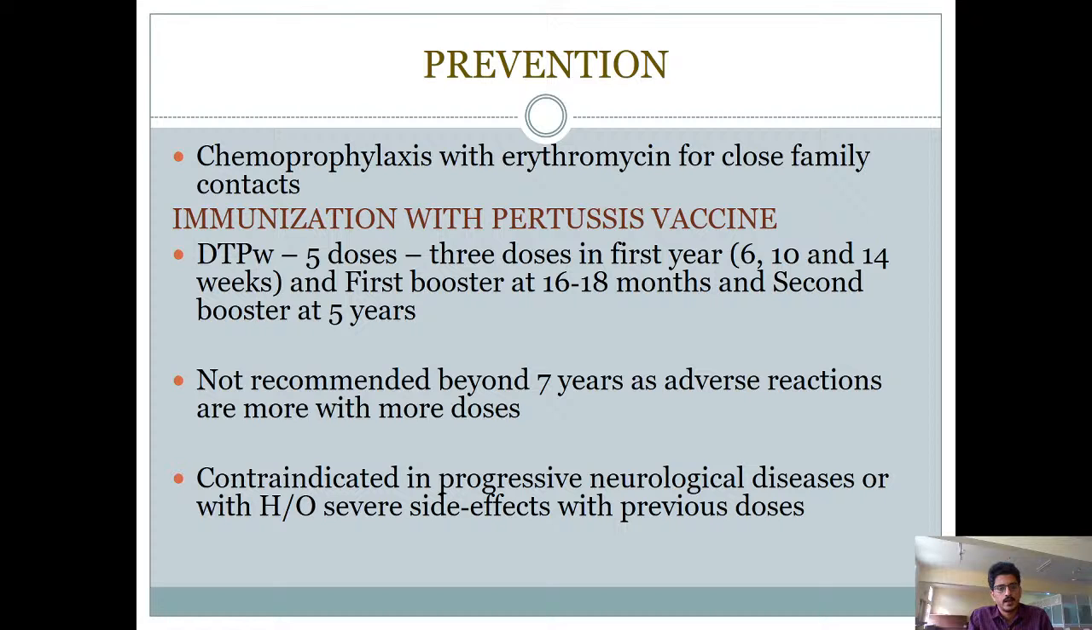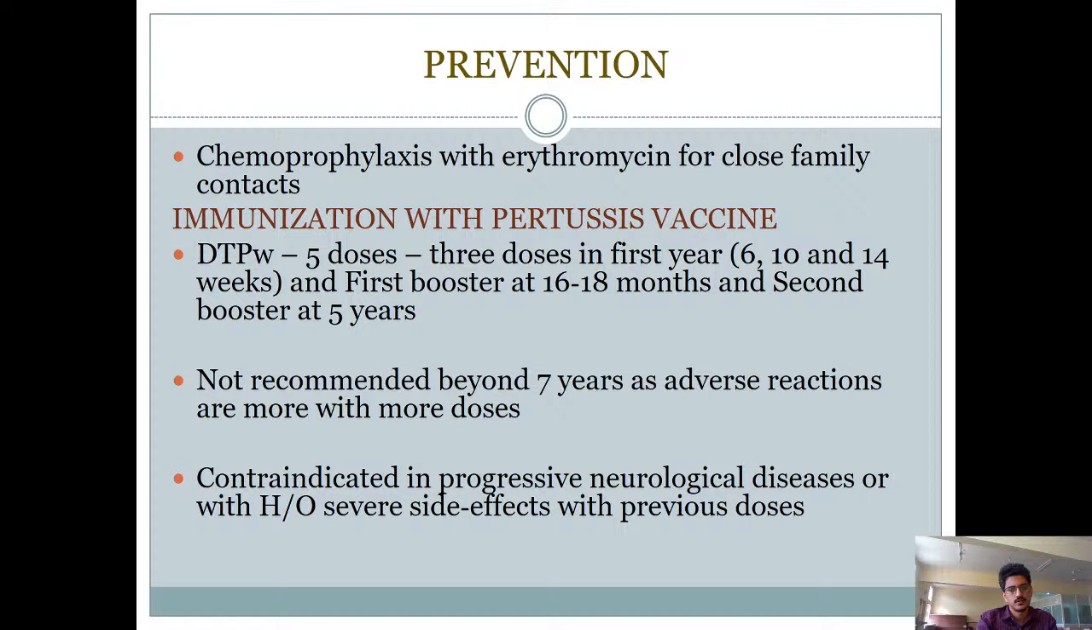It is contraindicated in progressive neurological disease or history of severe side effects with previous doses. So basically, after 7 years, we don't give the whole cell pertussis vaccine, and there is a decrease in the dose of diphtheria. So DTaP can be given after 7 years.